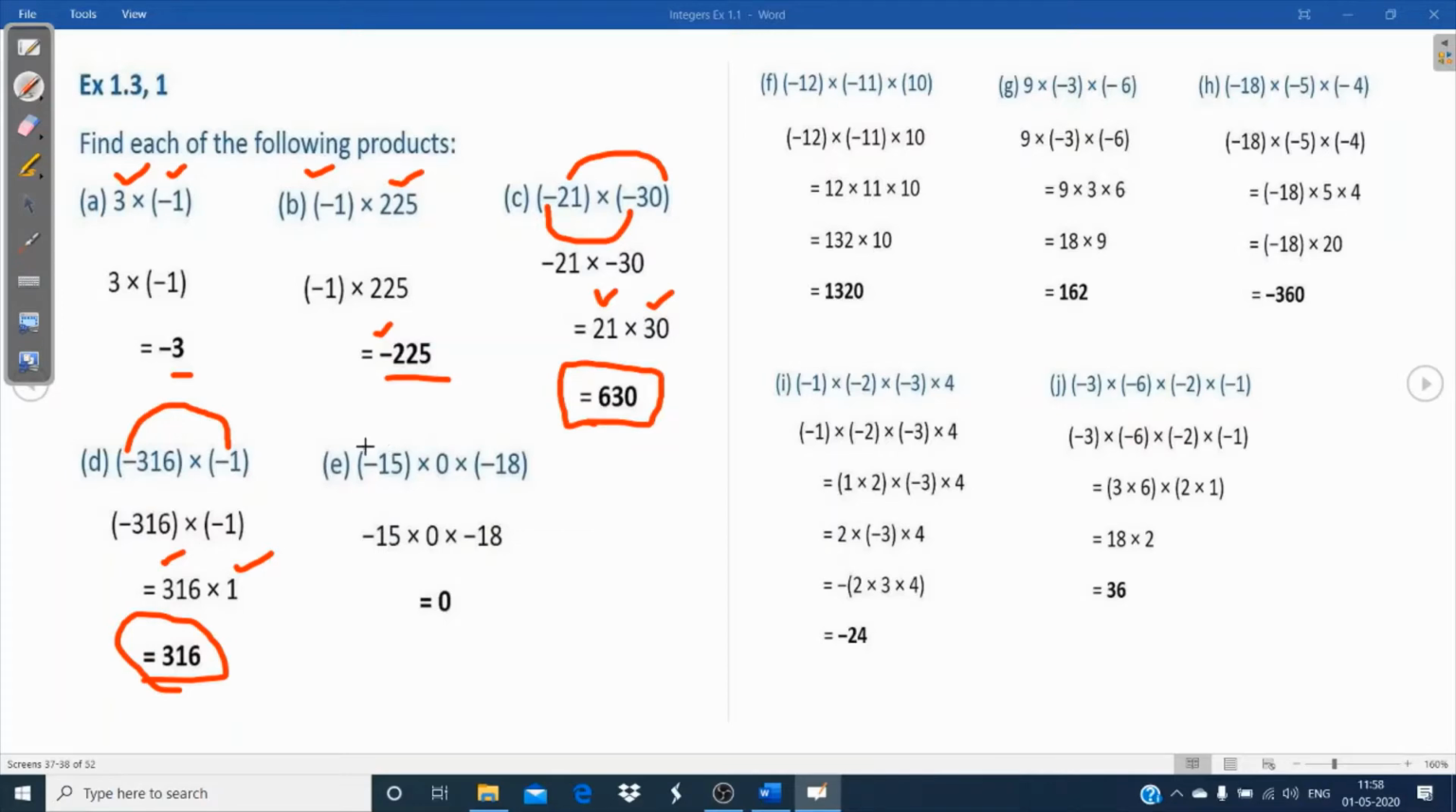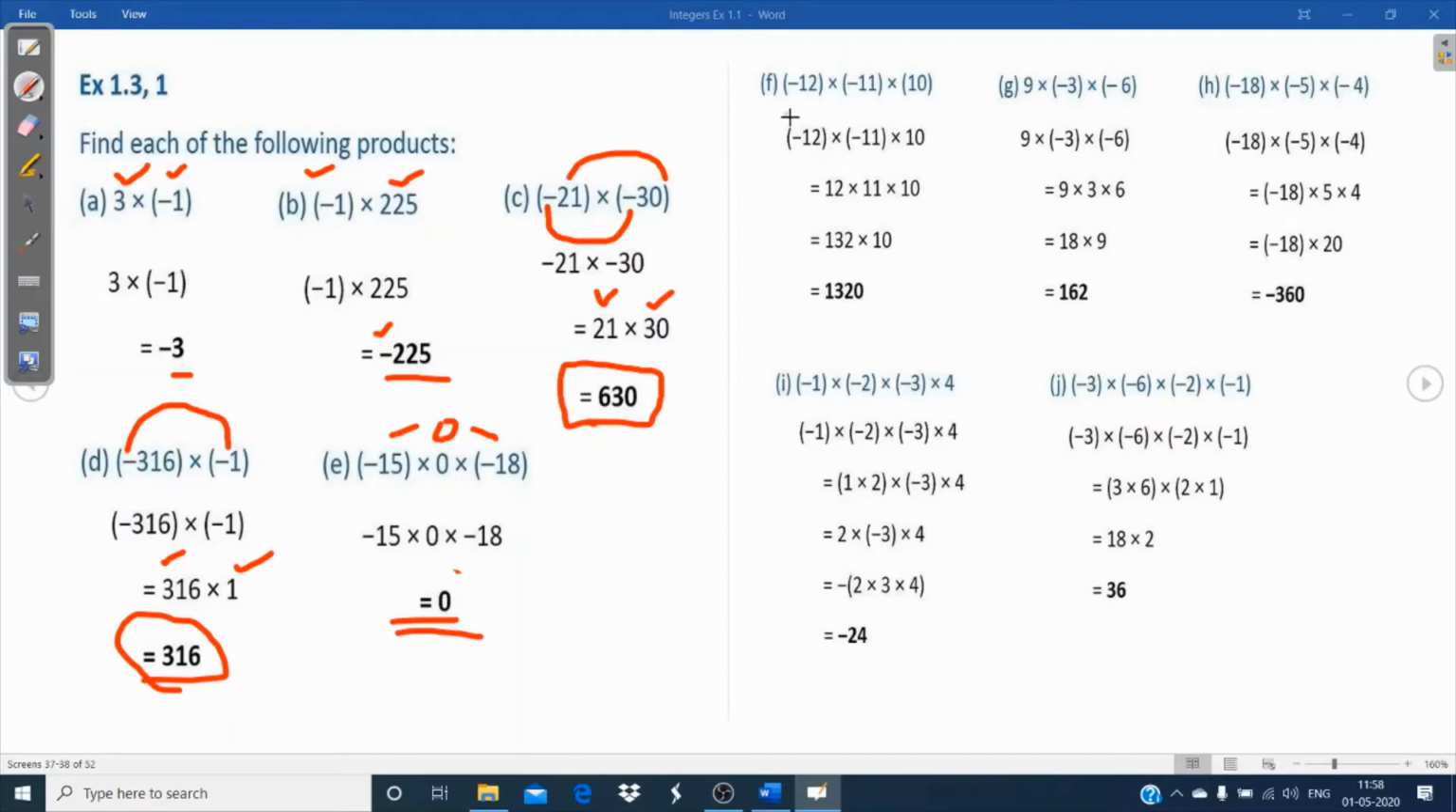Now in fifth part, three integers are there and two integers are negative. And one is 0. So if you multiply any integer with 0, what will you get? You will get finally 0 without any sign. Remember students, 0 does not have any sign. So directly you will get only 0.